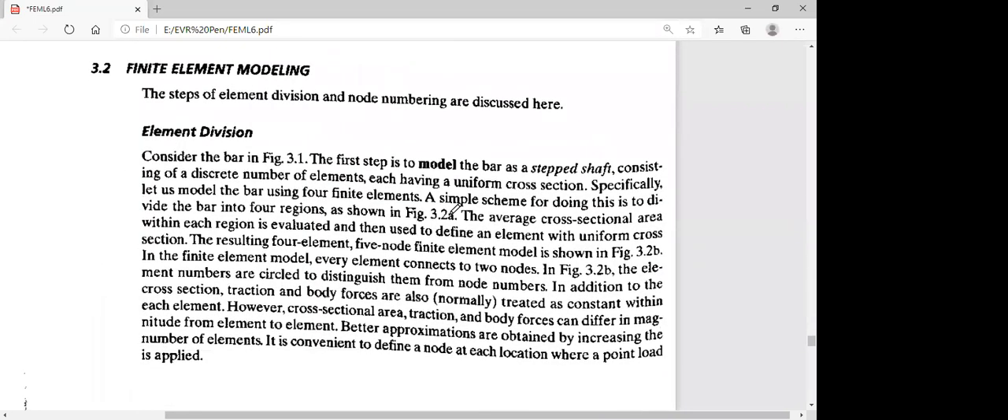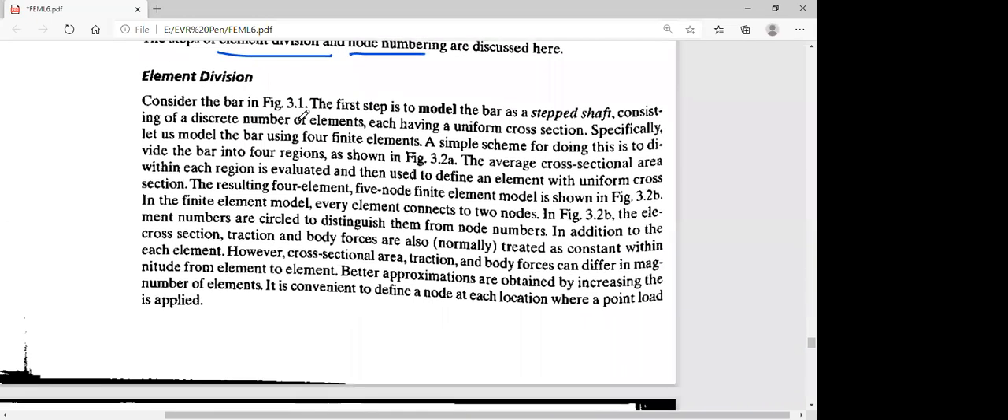Okay, finite element modeling. In this finite element modeling, we will discuss element division and node numbering. So what is element division? The first step in the finite element method is to divide the physical structure into simple geometric shapes called finite elements.